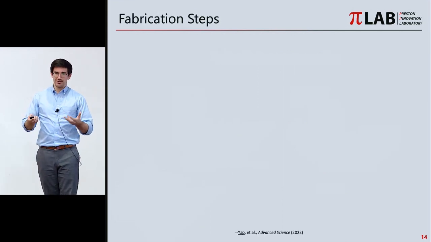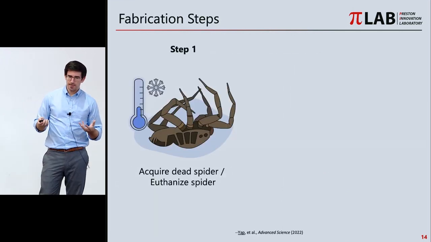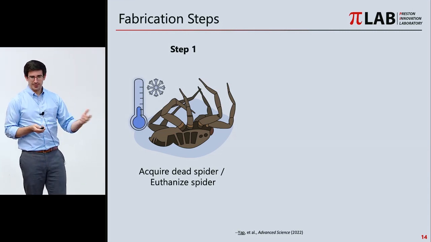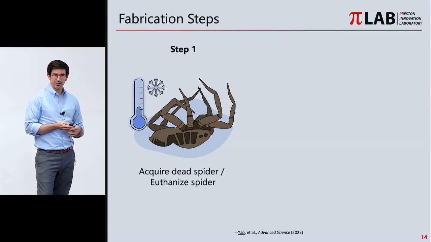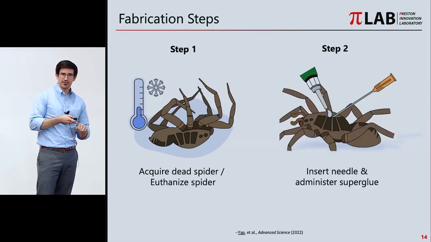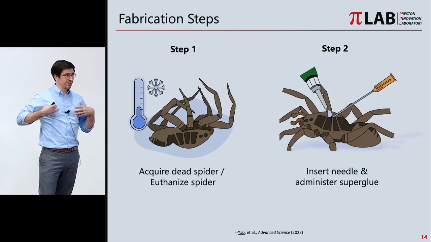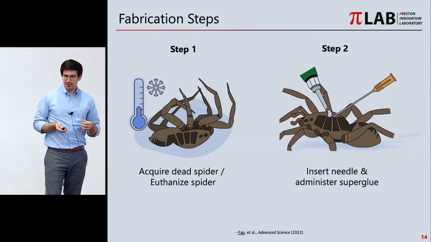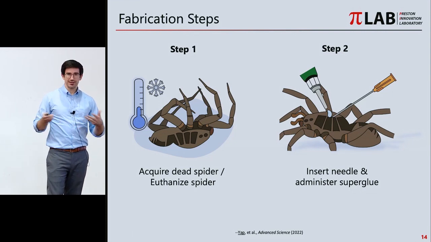So we start with this deceased spider as our source material, as I said. In our case, we acquired spiders from a biological supply company and euthanized them following a procedure that was detailed in the literature with cold temperature. And then we tap into their internal hydraulic system through the prosoma, the main section of the body, with a hypodermic needle. And then we apply a drop of superglue to get a hermetic seal.